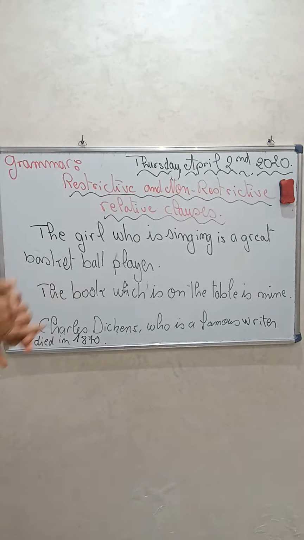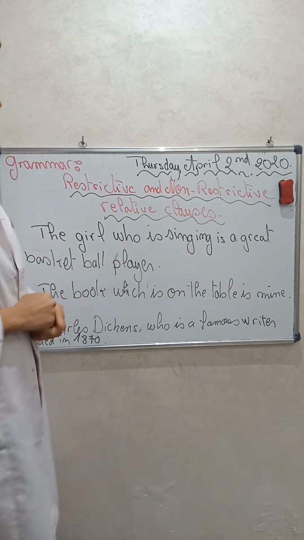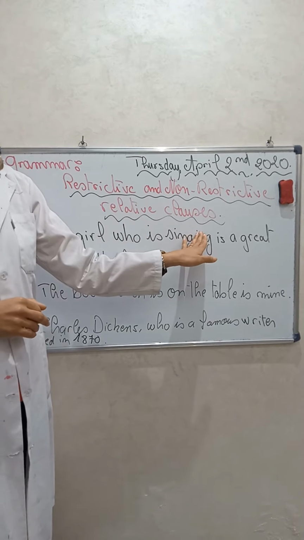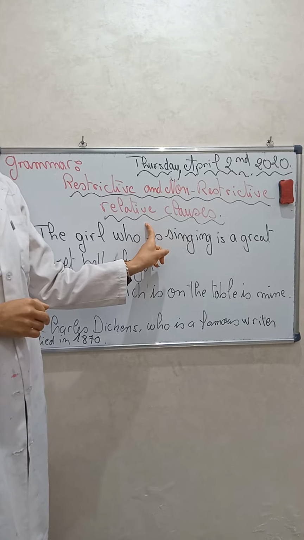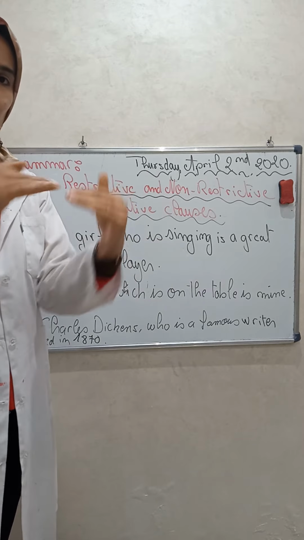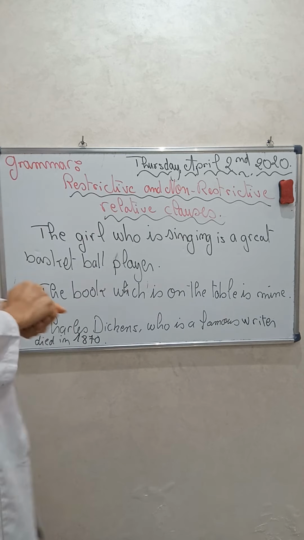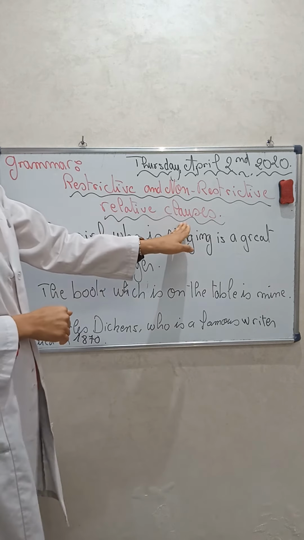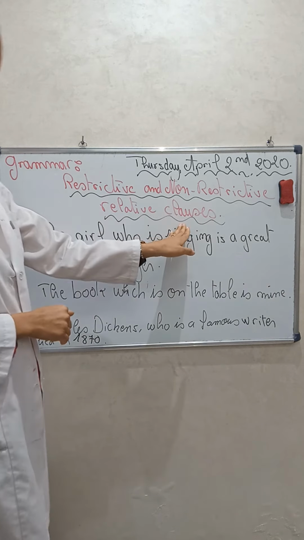So today is going to be restrictive and non-restrictive relative clauses. Relative meaning we have a relationship. There is a certain thing that we are going to link. And here when we talk about clauses, they are not sentences, they are phrases, they are parts of sentences.